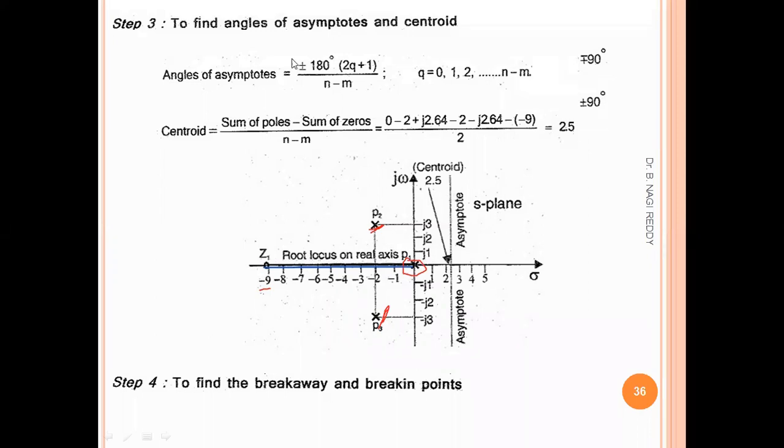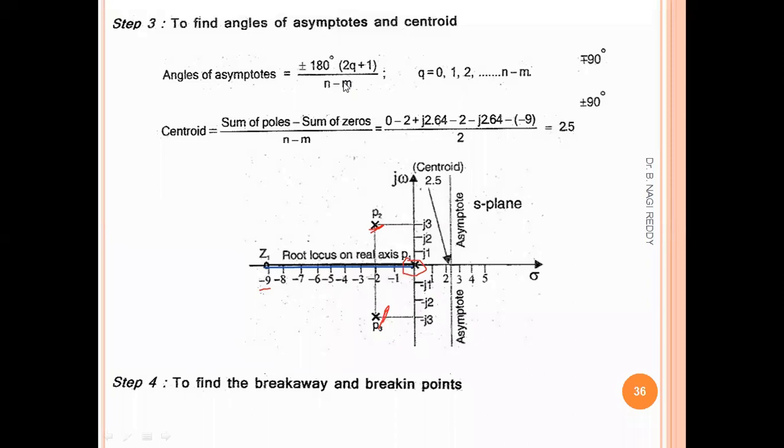Coming to our step number 3, we need to calculate the angle of asymptotes as well as the meeting point of asymptotes, simply the centroid. For the angle of asymptotes, we know the formula, which is plus or minus 180 degrees times (2q plus 1) by (n minus m). Here n is the number of poles, which is 3: P1, P2, P3. And m is the number of zeros. So we have a zero here.